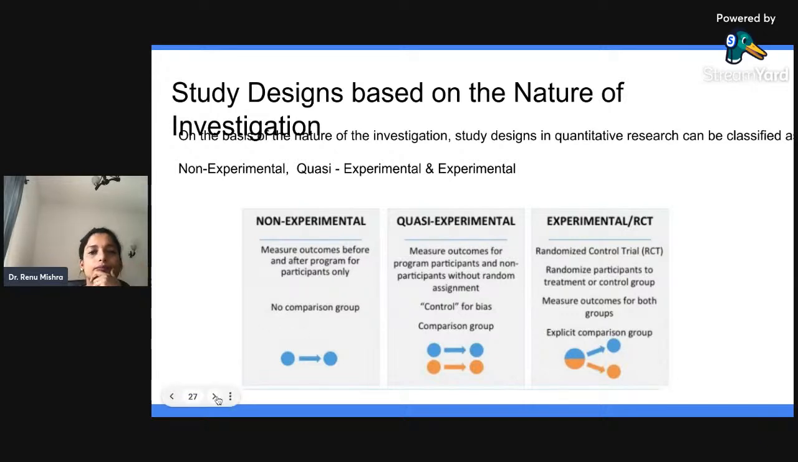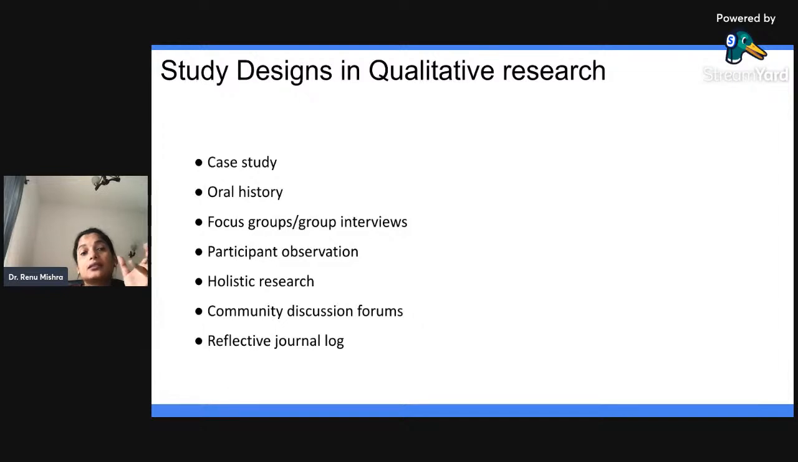Now, on the basis of the research design, you go for experimental or quasi-experimental. You choose, for example, a t-test or f-test. Then you decide which kind of analysis you will take.